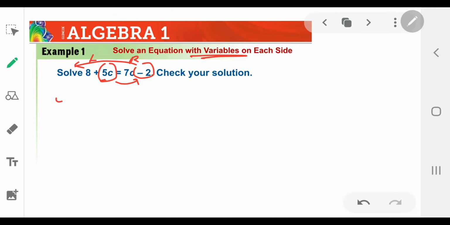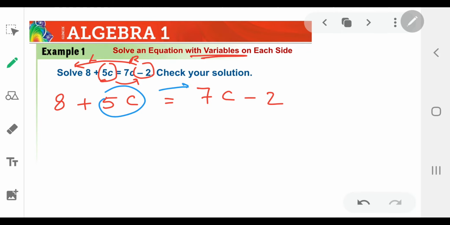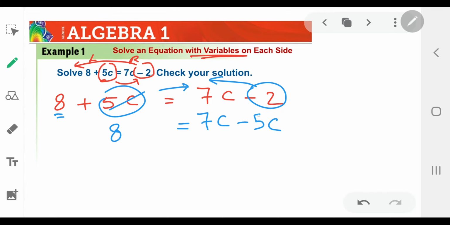Let's see how. Here is the equation. As I said, I will drag this 5C here, so it will be 7C minus 5C. And after taking the 5C from here, I still have the 8. I would bring the -2 with the opposite sign, which will be plus 2. Now in one step, I put both the C's on the right-hand side and both the numbers 8 and 2 on the other side. 7C minus 5C is 2C, 8 plus 2 is 10.